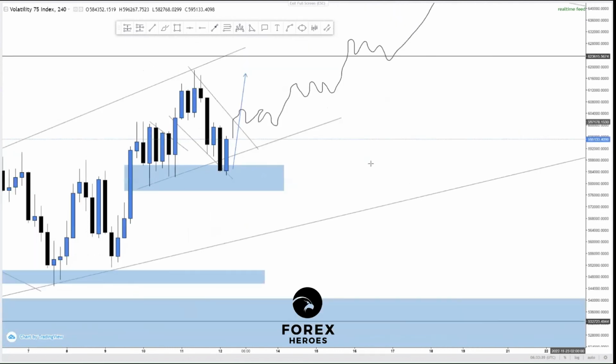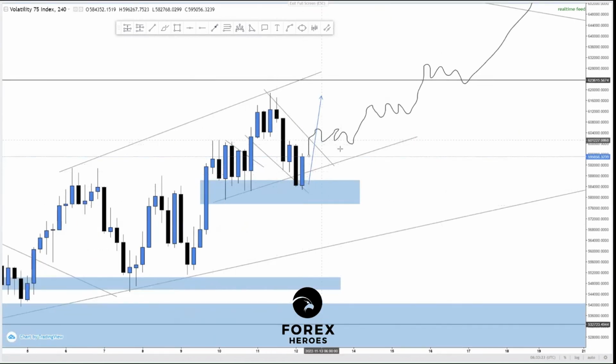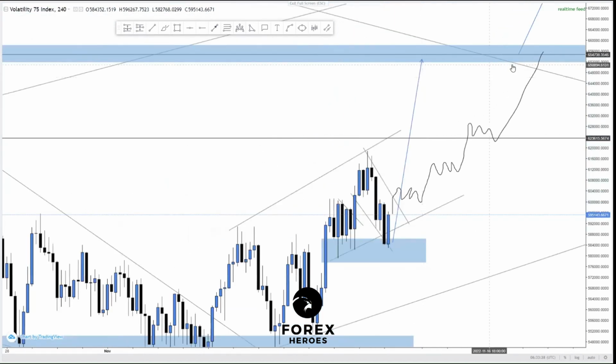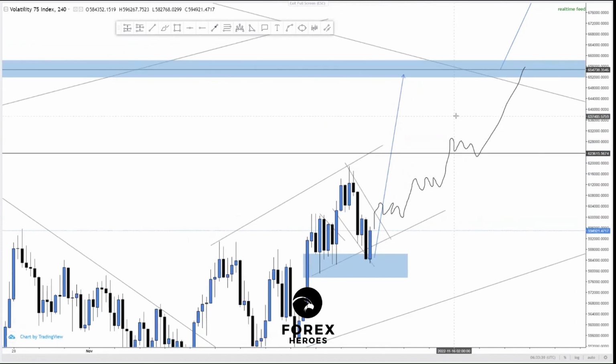It's a double bottom on the 4-hour. So I'll be going long here and then continuously pushing further up till I reach 654738.3546.